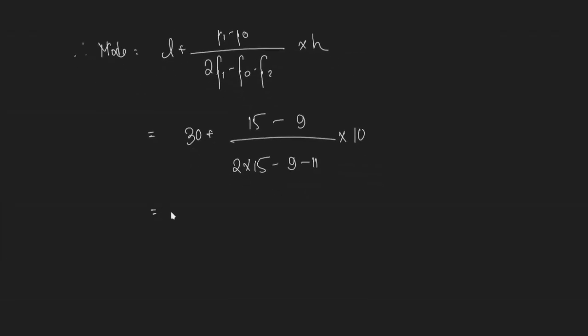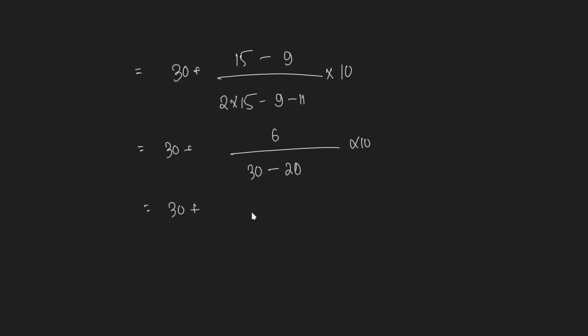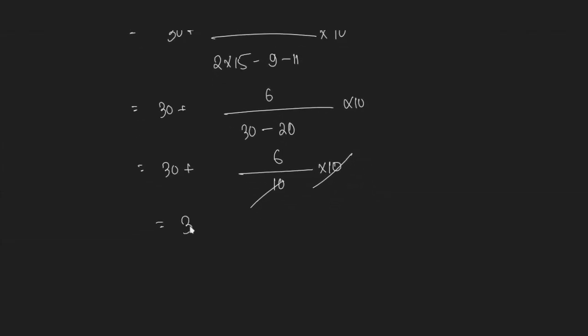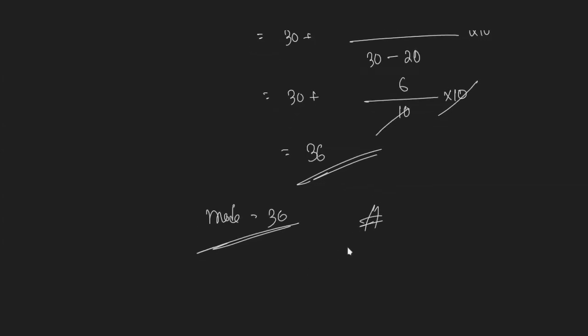right? So this is 30 plus 6 upon 30 minus 20, into 10. So this is 30 plus 6 by 10 into 10, cancel out, so we have 36 as the mode, right? So mode is equal to 36. That's how we calculate the mode of a grouped frequency distribution.